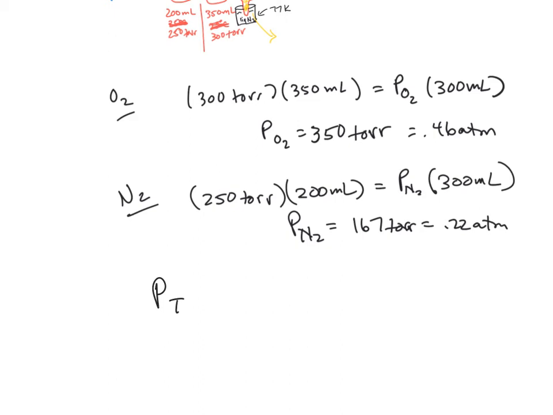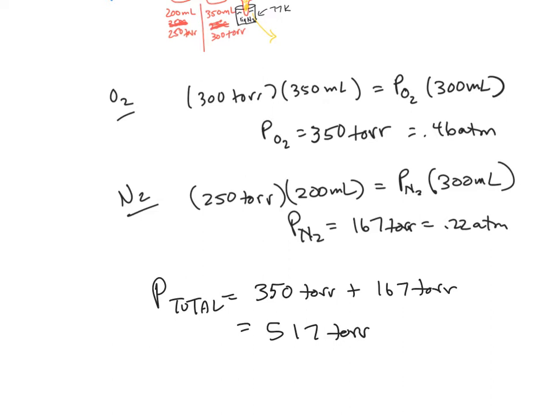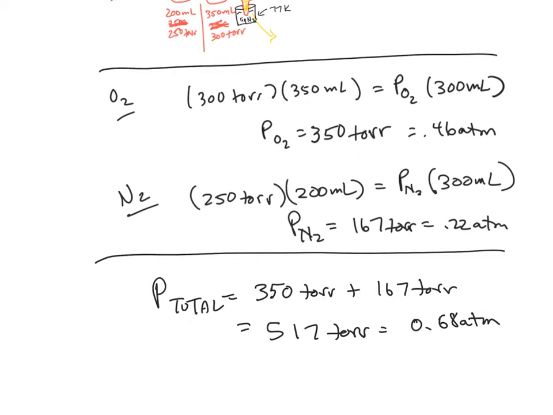All right, so then we can add them together. We're going to use Dalton's law of partial pressures here. P total is equal to 350 torr plus 167 torr, and that is equal to 517 torr, which is 0.68 atmospheres. Okay, now you're not going to use this too often, but it's one of these interesting problems. You can use the principles of some of these simple gas laws and come up with a total pressure for a mixture. So anyway, okay.